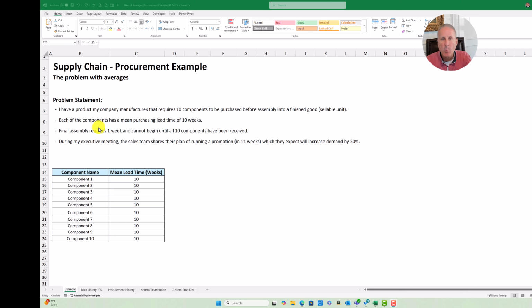Final assembly is going to take 1 week. So in total, this is an 11-week process. It takes me 10 weeks to get the product in-house, another 1 week to get it produced into a finished good. So from the time I place the purchase order to the time I'm ready to sell a product is 11 weeks.